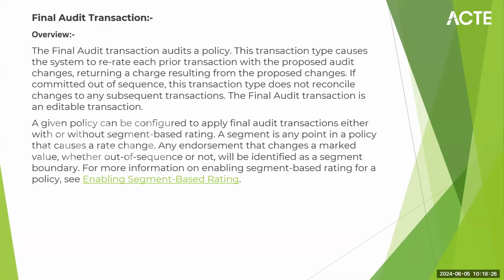The final audit transaction audits the policy. The transaction type causes the system to reread each prior transaction with the proposed audit changes, returning a charge resulting from the proposed changes. It is committed out of sequence. This transaction type does not reconcile changes to any subsequent transaction. The final audit transaction is an editable transaction.